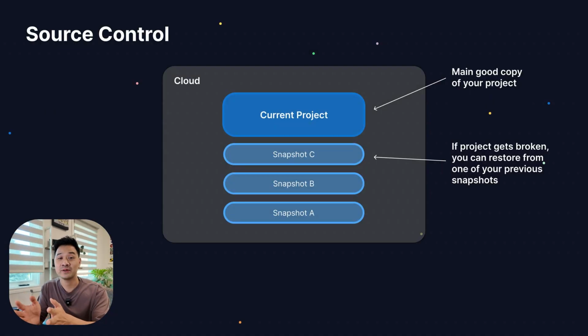You can think of source control as a vault containing your code that sits in the cloud. You have your main good copy of your project and you have previous versions as snapshots. You can go back and restore any snapshot really, really easily. And essentially you just go back in time to a previous state of your project.